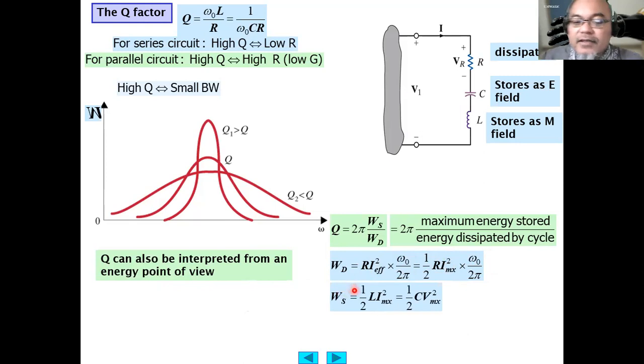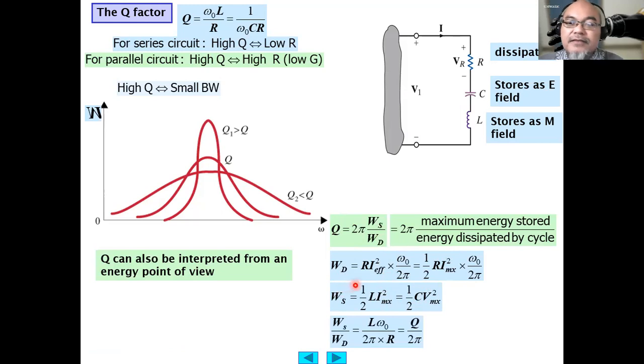So the stored energy, on the other hand, is at the C or at the L. From the inductance law, the stored energy at the inductor equals 1/2 L I maximum squared, and from the capacitance law, it equals half C times voltage maximum squared.